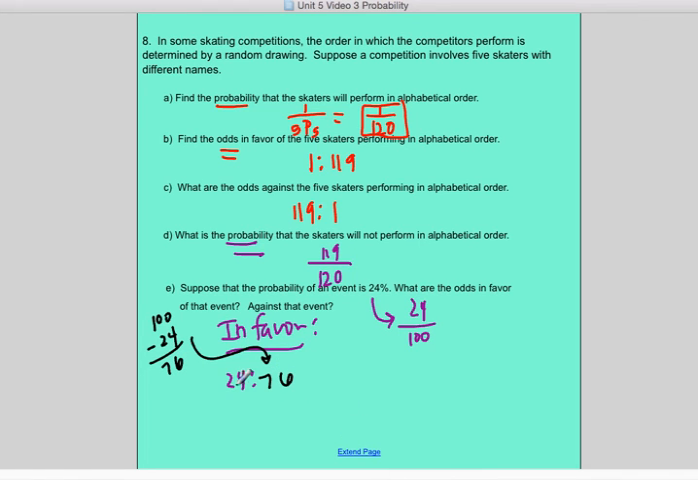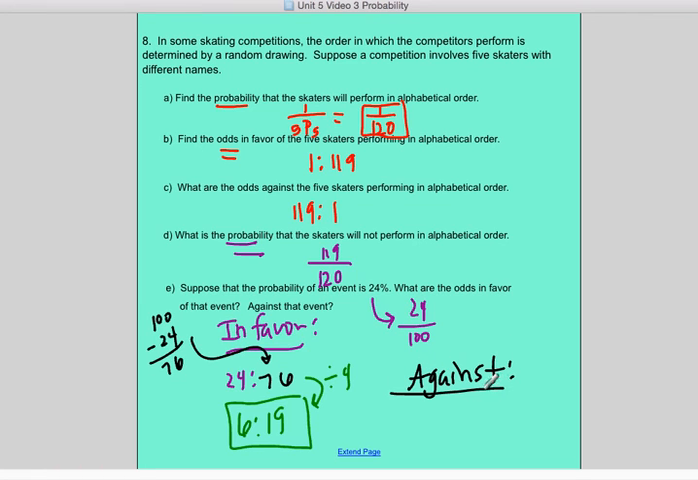But what we need to do is reduce this value. I notice they're both divisible by 4, so then I get 6 to 19. So my odds in favor are 6 to 19. Here I just divided each piece by 4. Then it also asks for against. Against is easy. It's just the opposite, so 19 to 6. So there it is, against.